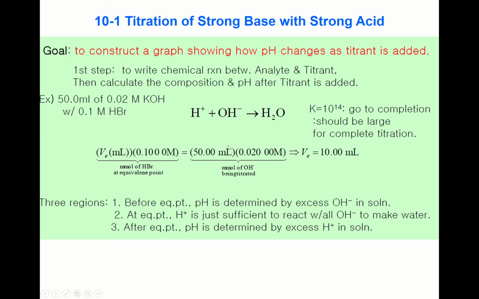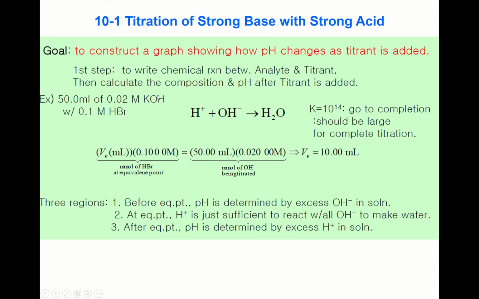When you consider a titration curve, it is good to consider three regions. First, before the equivalence point; second, at the equivalence point; and third, after the equivalence point. Okay, we divide the titration curve into three parts: before, at, and after the equivalence point.